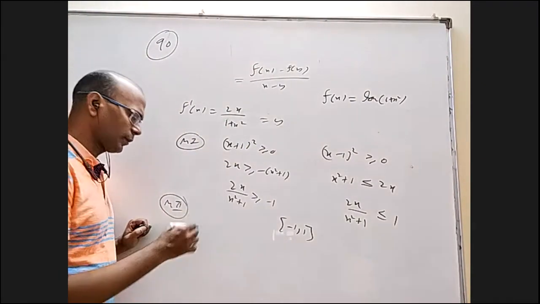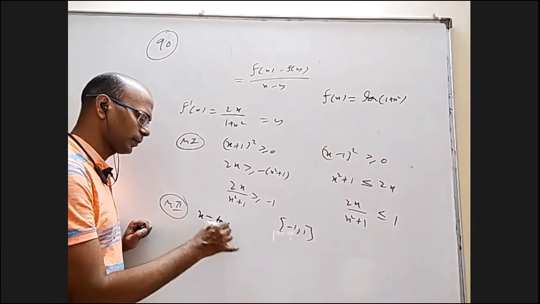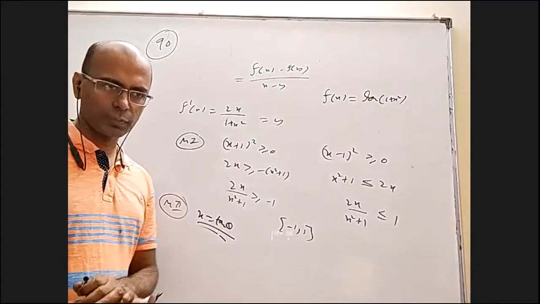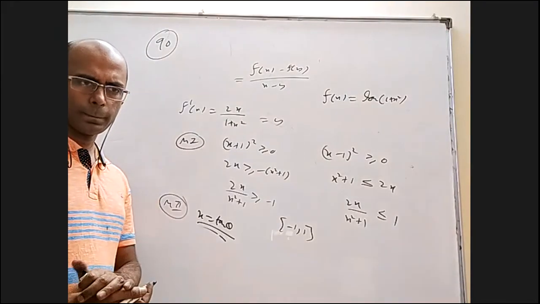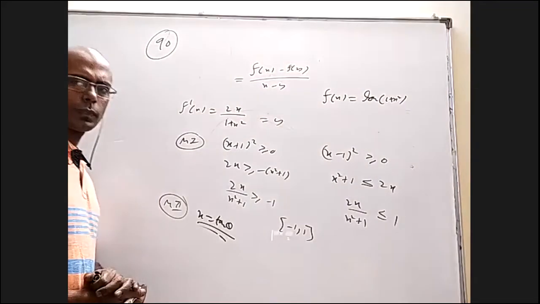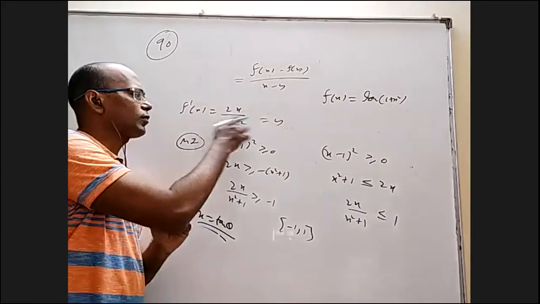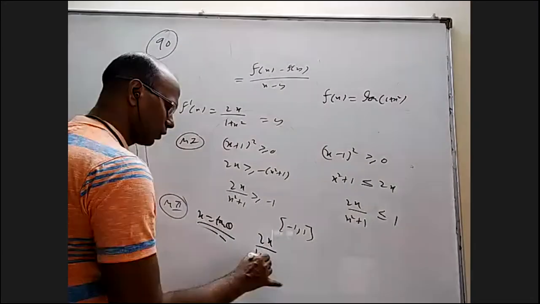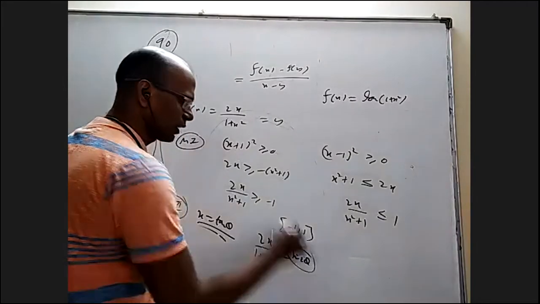I'll tell you one more thing. You simply take x equal to tan theta. When x is tan theta, what is 2x by 1 plus x square? It is 2 tan theta by 1 plus tan square theta, which is sin 2 theta. So 2x by 1 plus x square is sin 2 theta. And what is the range of sin 2 theta?